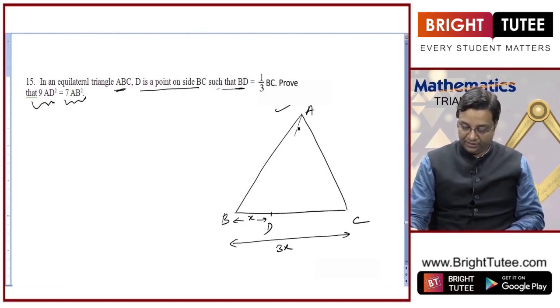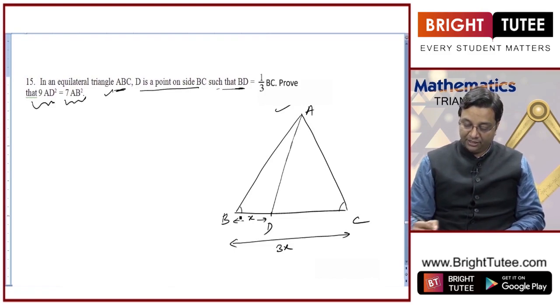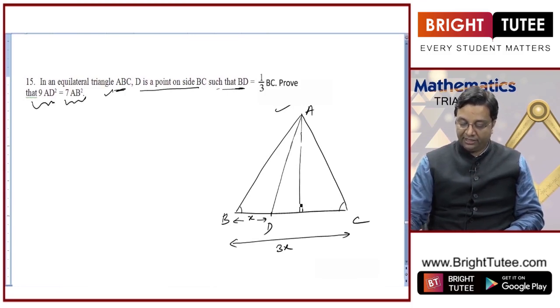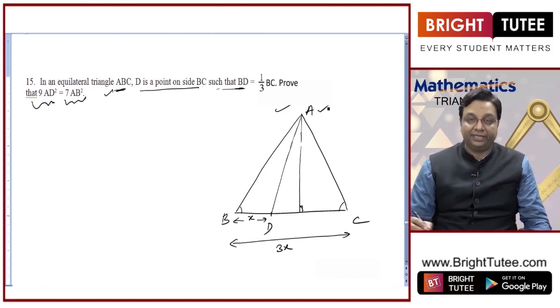Let us join AD. And this is an equilateral triangle. So, these angles are 60 degrees each. Now, I require AD square and AB square. So, let me drop a perpendicular here. I know in case of an equilateral triangle, if I drop a perpendicular from a vertex to the other side, it bisects the other side.